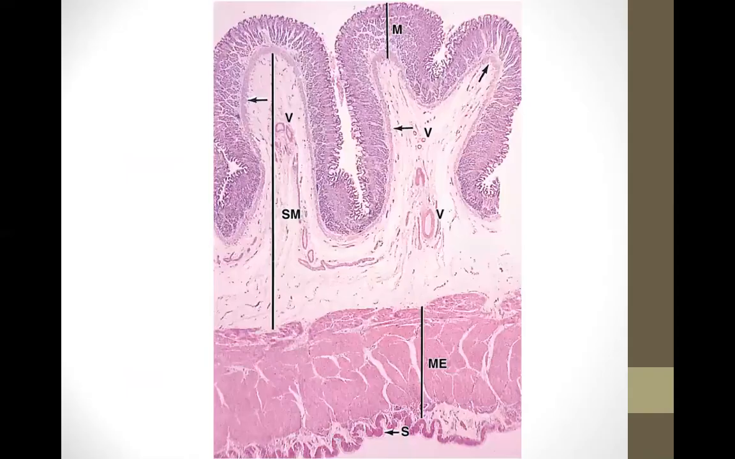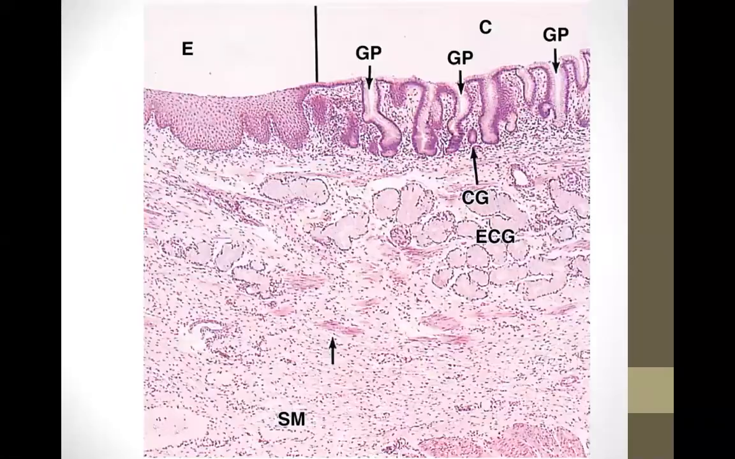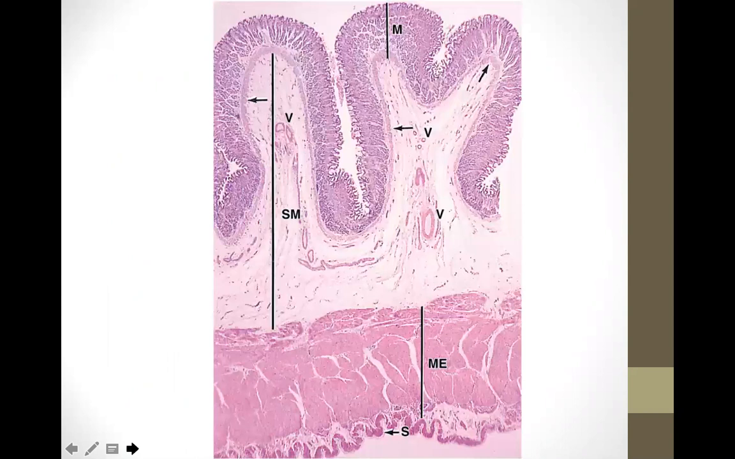We cannot find glands at the submucosa. Tandaan niyo yan, kaya naka-red. There are no gastric glands at the submucosa. We can only find glands in the lamina propria. Saan na yun? Yeah, lamina propria. The muscular mucosa of the stomach, dun sa mucosa, is ICOL, inner circular, outer longitudinal. Now, this is histological characteristic of the stomach.